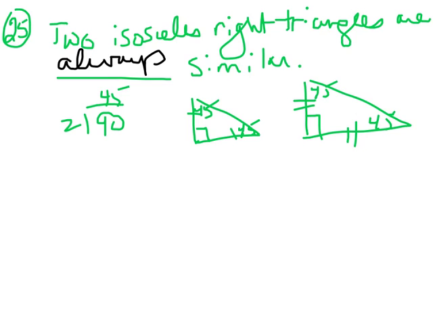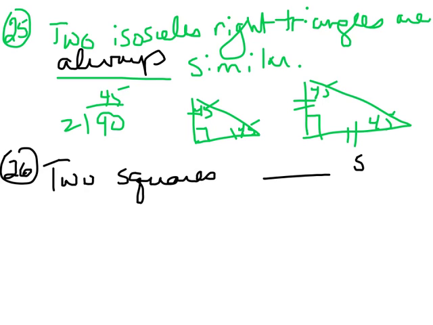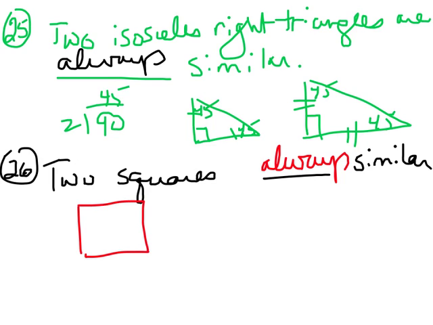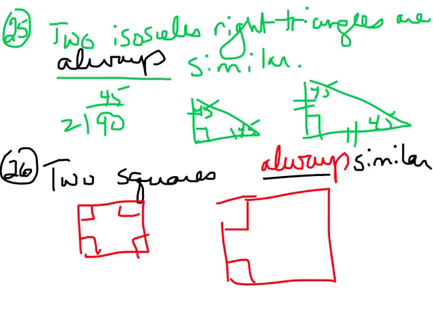And again, it has to come down to the fact that your angles are always going to be congruent. On 26, two squares are blank similar. Two squares are always going to be similar. Think about their angles, because you can prove two figures are similar just if their angles are congruent. So let's say I have a big one and a little one. Well, they've all got 90-degree angles. So since their corresponding angles are congruent, they're always going to be similar. They're not always congruent, but they're always similar.